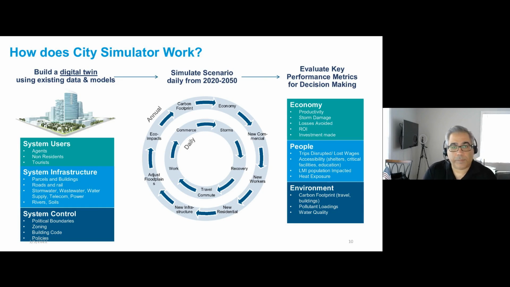And then we also have system control. So how does a community typically control their system? It's through stuff like political boundaries, zoning, building codes, and so on. All of that has to be in our digital twin as well.